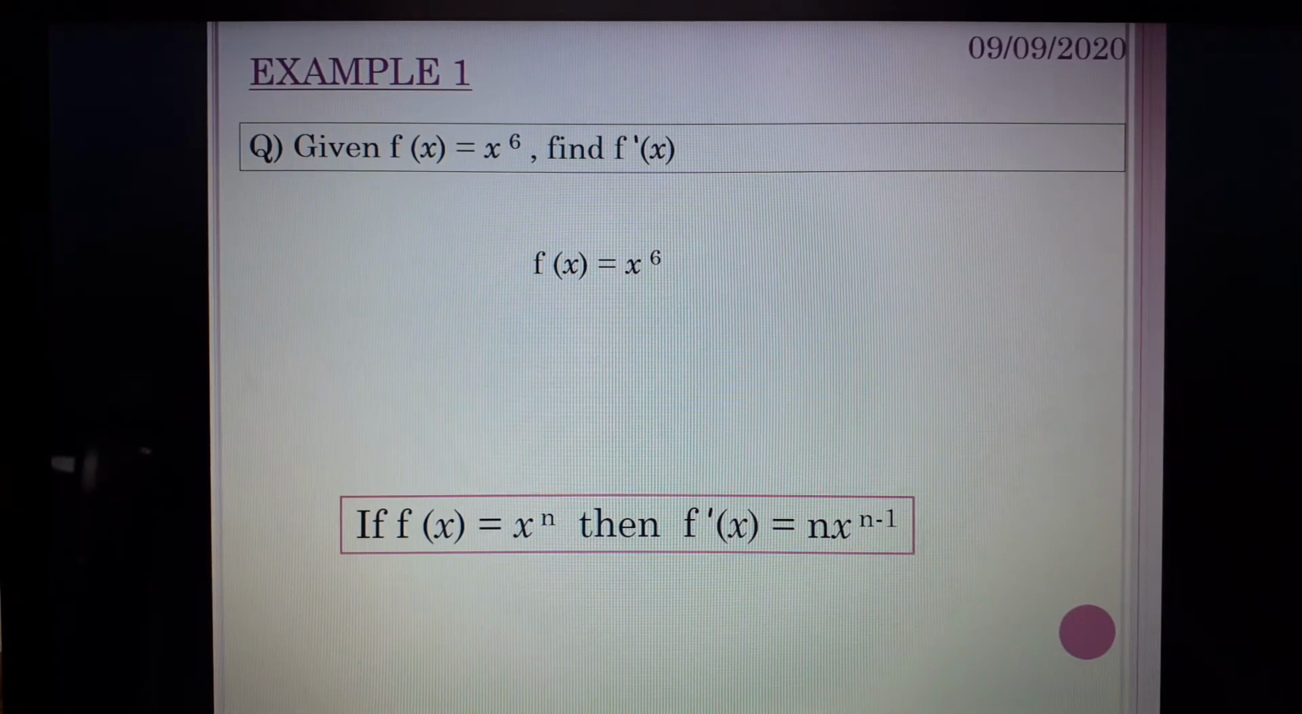That's your rule down there. You don't have to write that every time. That's just popping up as a reminder. But f dashed of x is equal to 6x to the power of 5. Multiply by the power, subtract 1 from the power.